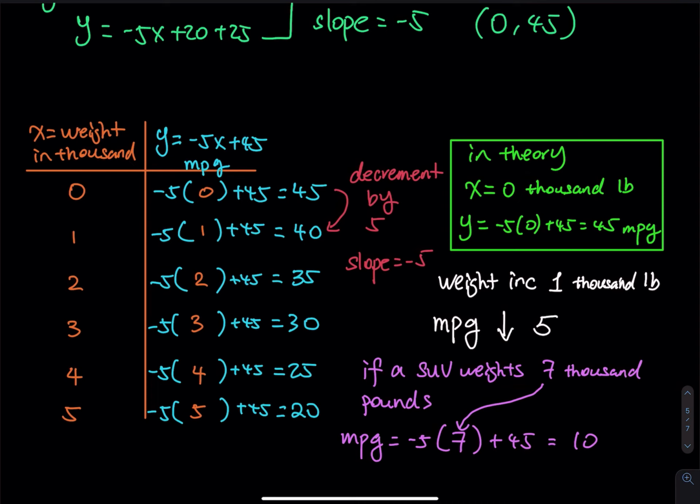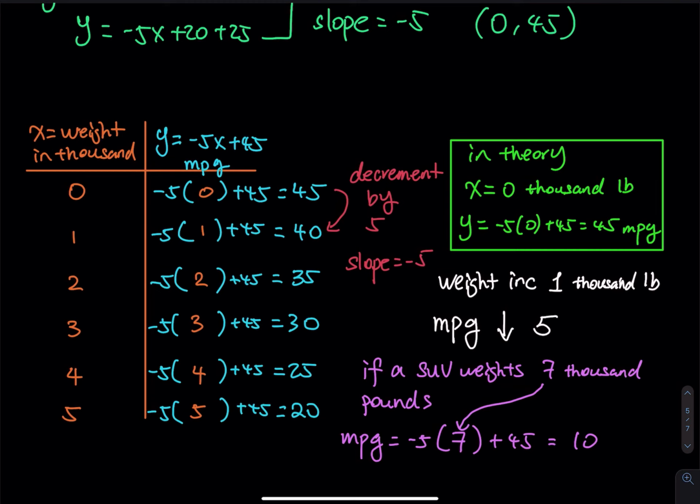So if you want to plug 0 into the linear equation, I know in real life a car cannot weigh 0 pounds, but all you have to say is in theory that is true. So when the weight increases by 1,000 pounds, the MPG decreases by 5 miles per gallon. So using this table of values, using this linear equation, you can make a prediction.